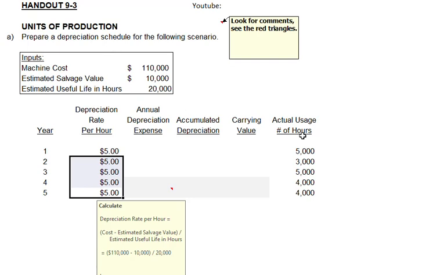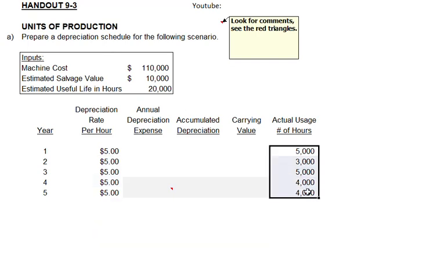So we're given also actual usage. Again, this isn't after the fact stuff. We don't know whether the actual usage will be more than 20,000 hours or whether the actual usage will be less than 20,000 hours. This 20,000 is just an estimate. So let's go ahead and calculate our annual depreciation expense.